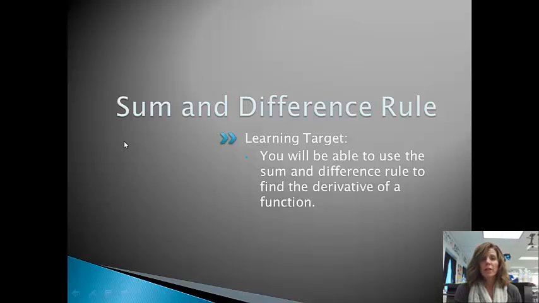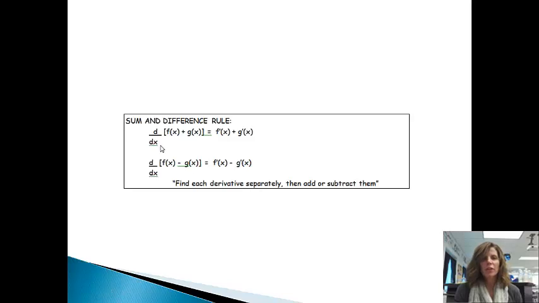Once again, taking the derivative can be quite tedious if you use the definition of derivative, so thankfully mathematicians have come through for us again with some more rules that we can apply based on different patterns that they saw as they were finding the derivative. So at the end of this lesson, you'll be able to use the sum and difference rule to find the derivative of a function. You'll notice as we're looking at the sum and difference rule, it's pretty much, again, common sense.